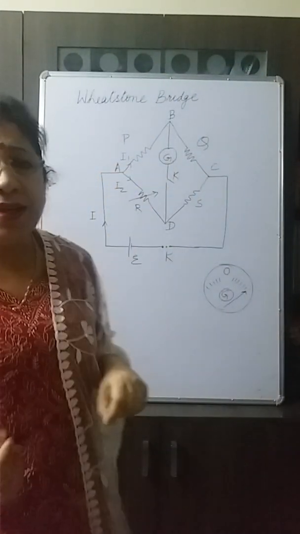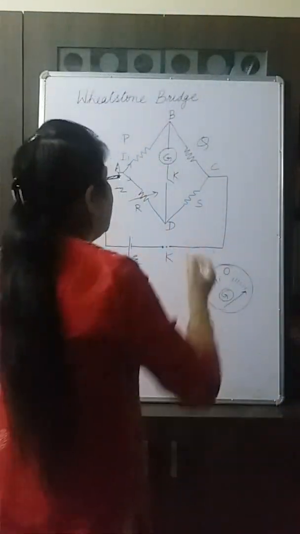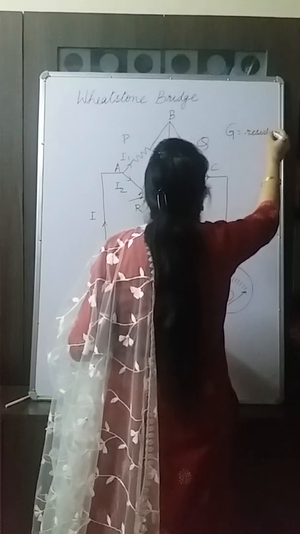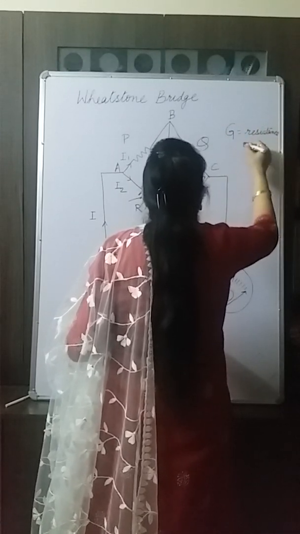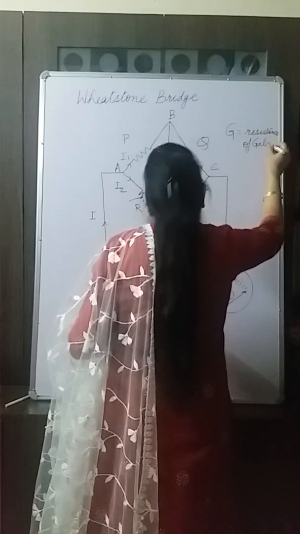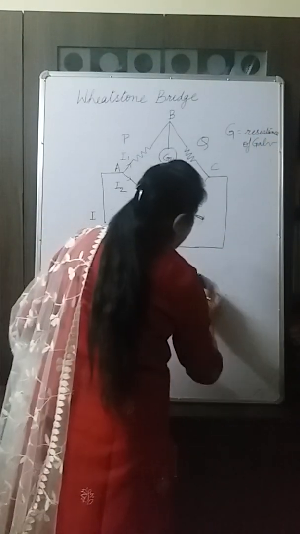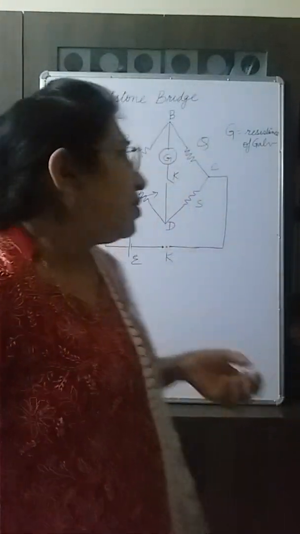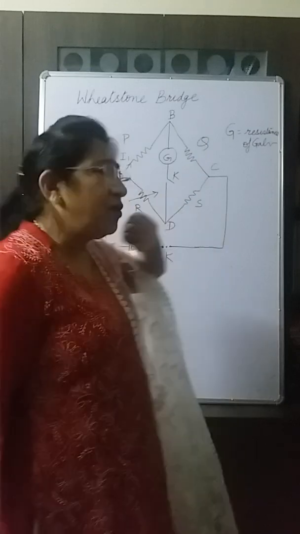This is a device which has its own resistance also. So let us say G is the resistance of the galvanometer. Every electrical device will have its own resistance. So G is the resistance of the galvanometer.